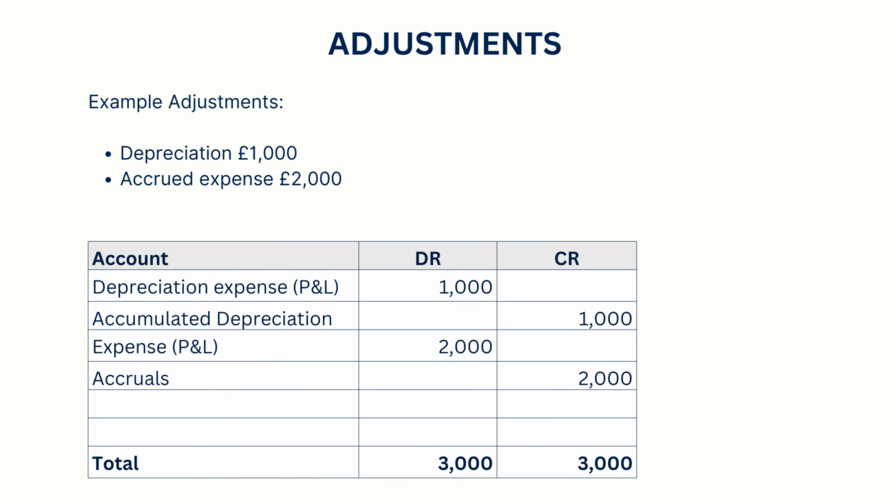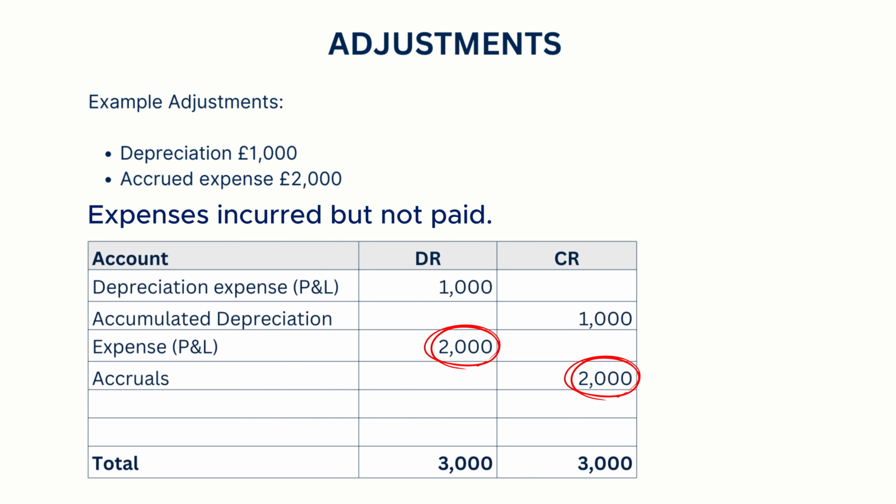Second, accrued expenses. The company has expenses of £2,000 that have been incurred but not yet paid. To recognise this, we record debit expense and credit accruals. This creates a liability because the company owes money.